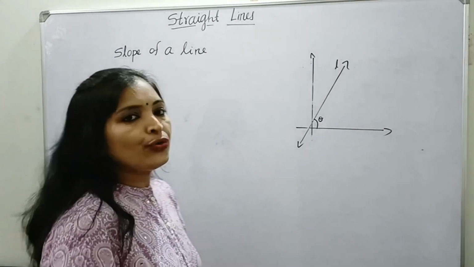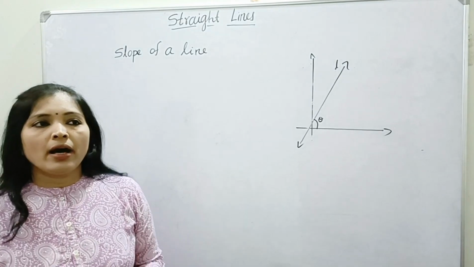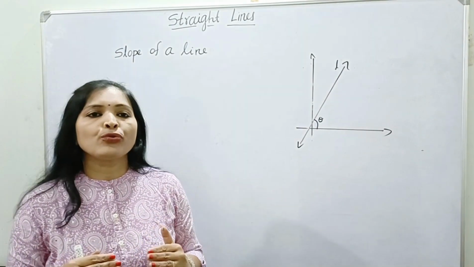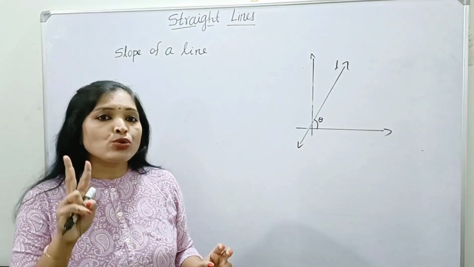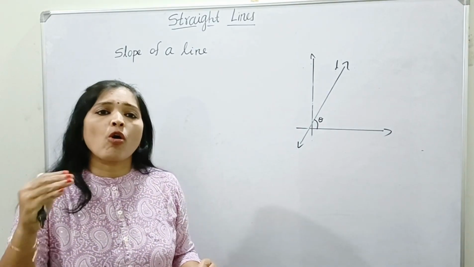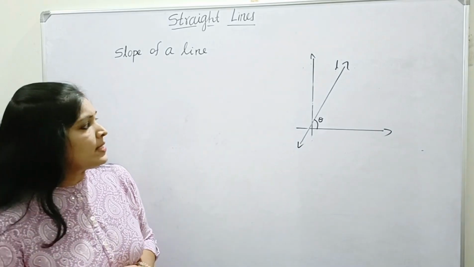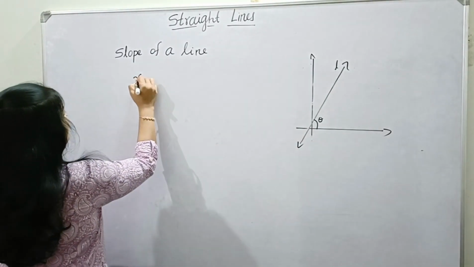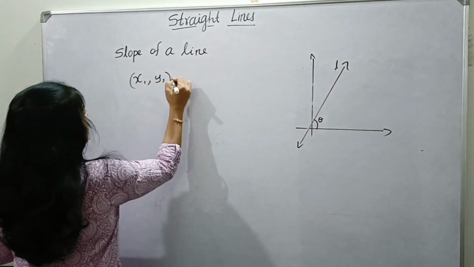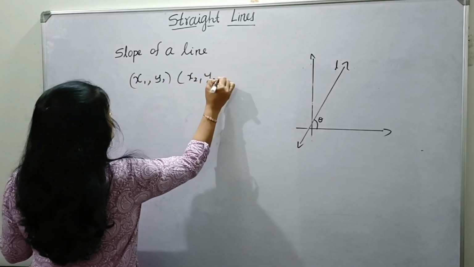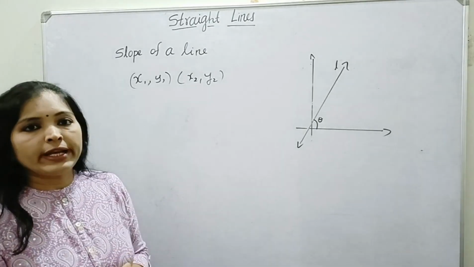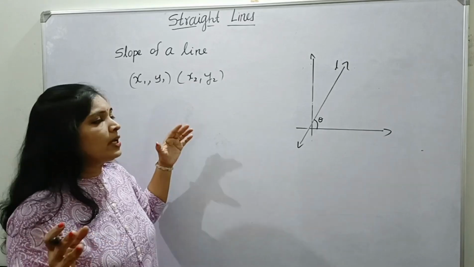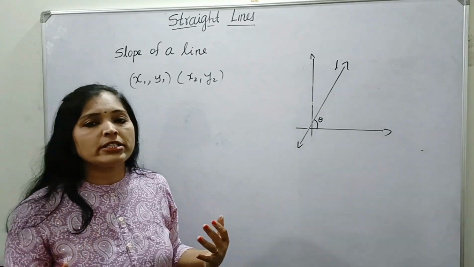Now let us know how to find the slope of a line when 2 points on the line are given. How to find the slope of a line when any 2 points on the line are given. Here, let us take 2 points x1, y1 and x2, y2. These are any 2 points on the line. In many cases we have to find the slope of a line.